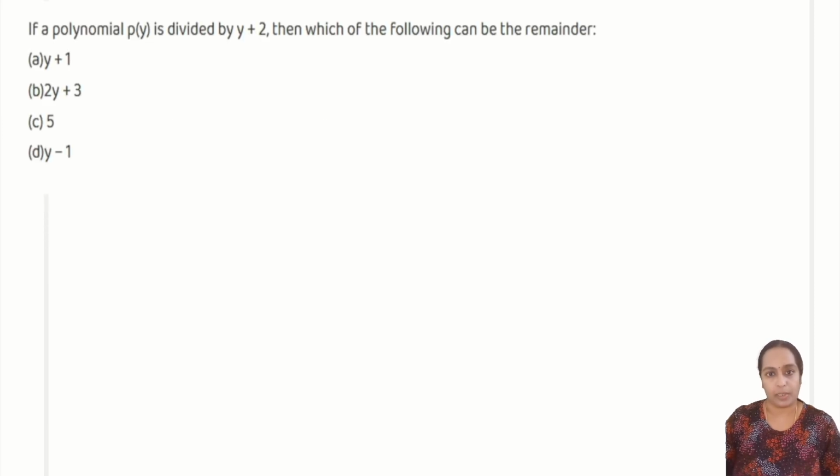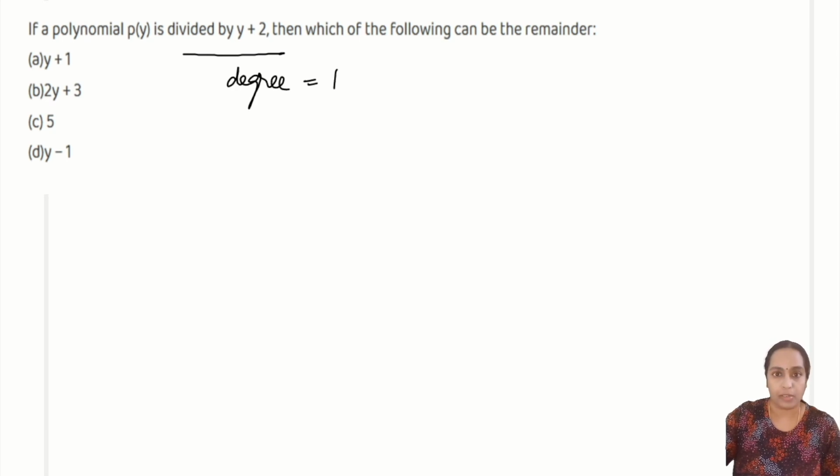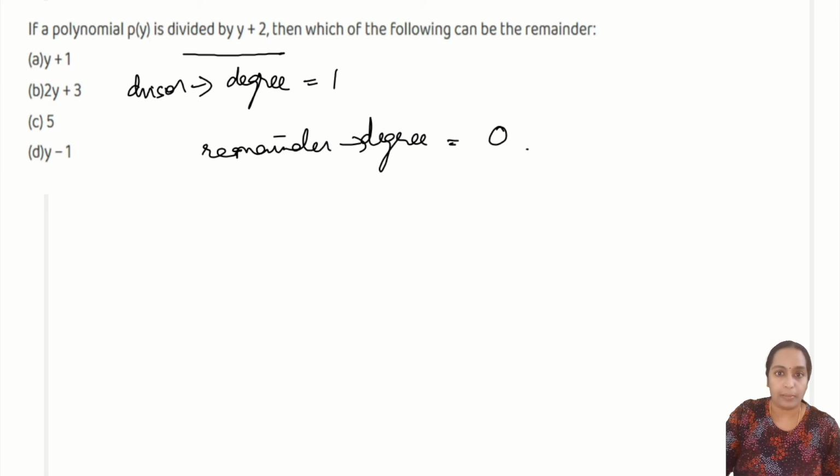Moving on to the next question. The question says, if a polynomial p of y is divided by y plus 2, which of the following can be the remainder? Again, there's no polynomial given, so no confusion, children. You just have to look at the divisor. The divisor is y plus 2, which is a degree 1 polynomial. When the divisor is degree 1, the remainder will definitely be degree 0.